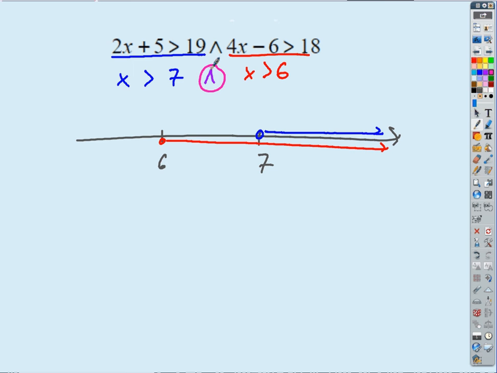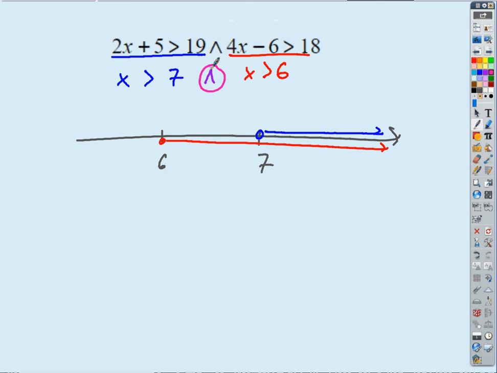So what are the values up here based on the graph then? What are the values that are going to work for both statements at the same time? Does 5 work for both of them? No. Does 6.5 work for both of them? I don't know. It only works for the red one, doesn't it? Does 7.5 work for both of them?